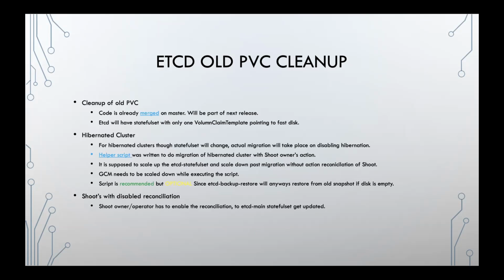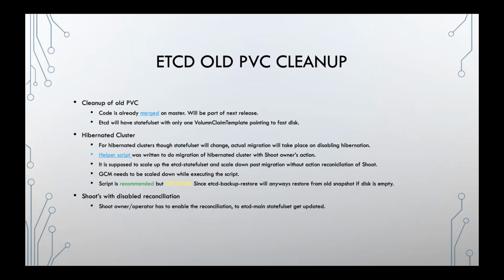But for that, George helped us write a helper script, in which, without user action for a hibernated cluster, we will directly scale up the etcd stateful set, let the migration happen, and scale down the etcd stateful set. From the user side, there is no action required. We expect everybody to run this script in their setup, but this is optional, because the cleanup of the old PVC PR doesn't consider the hibernation case, whether the migration happened or not, it simply deletes the old PVC.